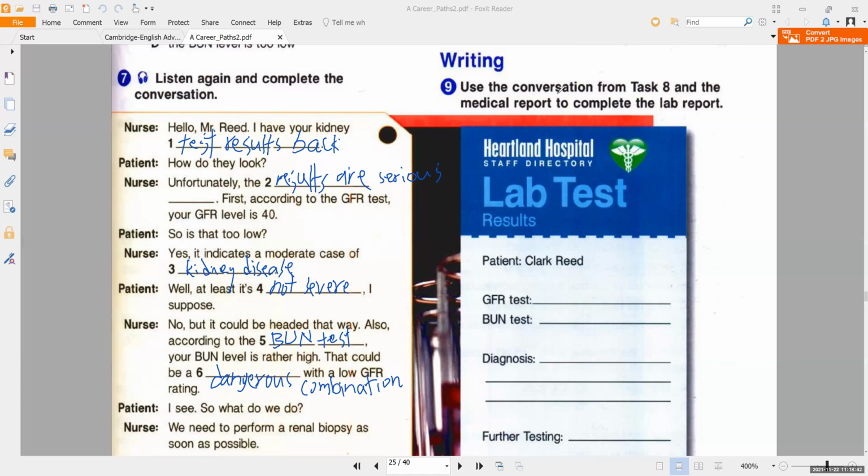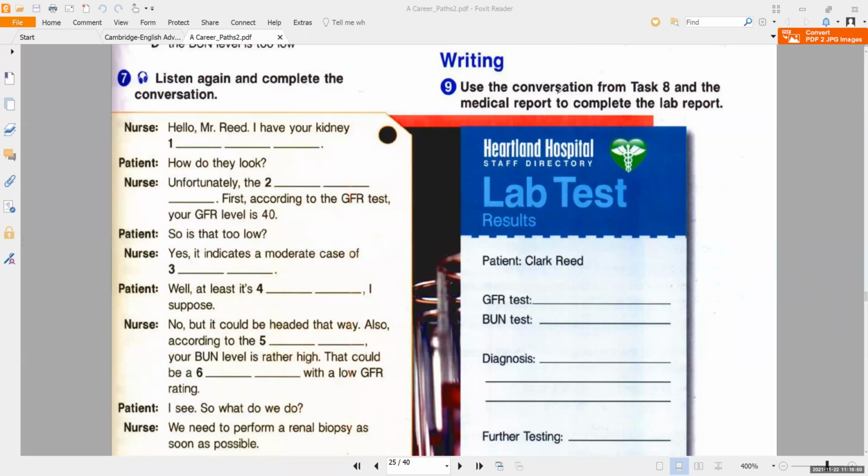Okay. Now we have finished this, and of course you have many abbreviations this time, GFR, BUN. So we have these, as I always say, you have to understand these words and to know how to use them appropriately in your practical life, and also we are going to have them in our future exams.